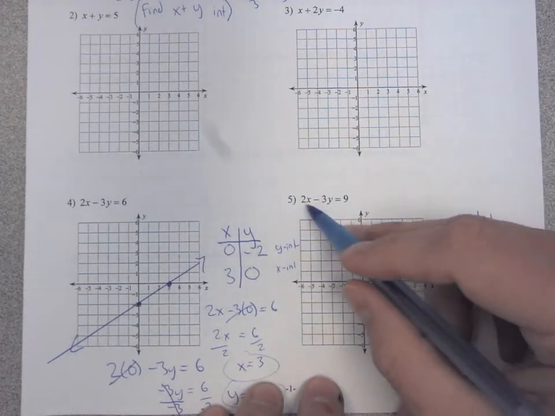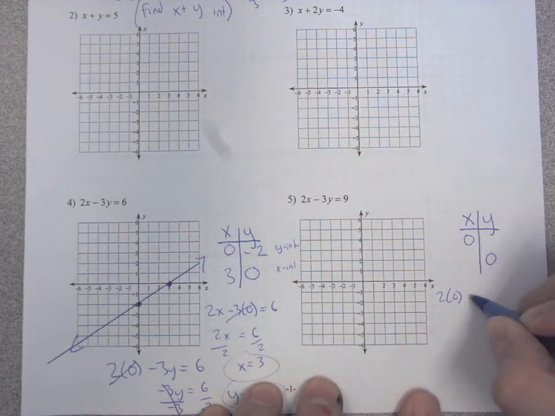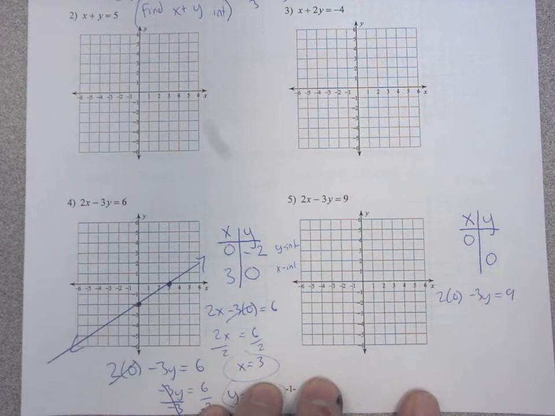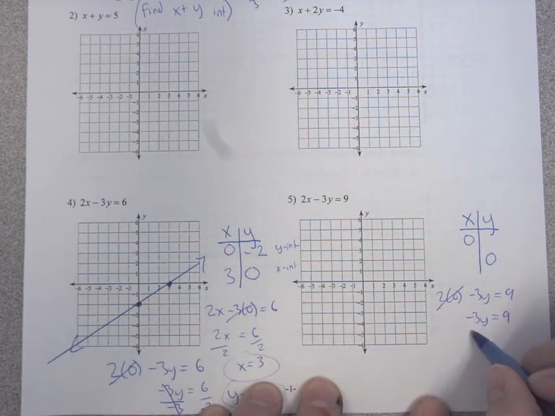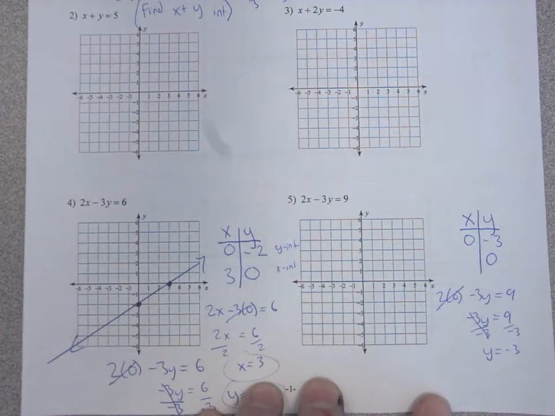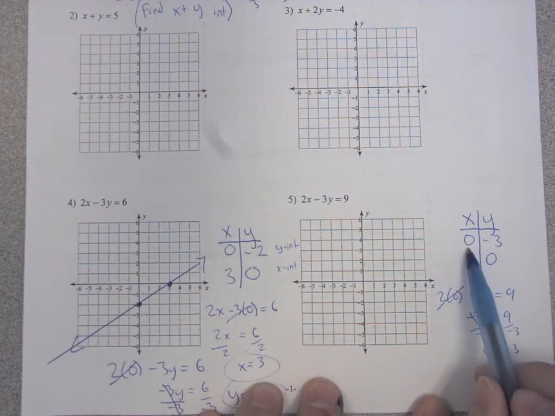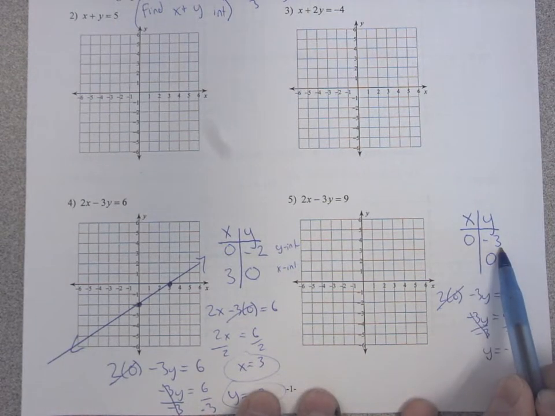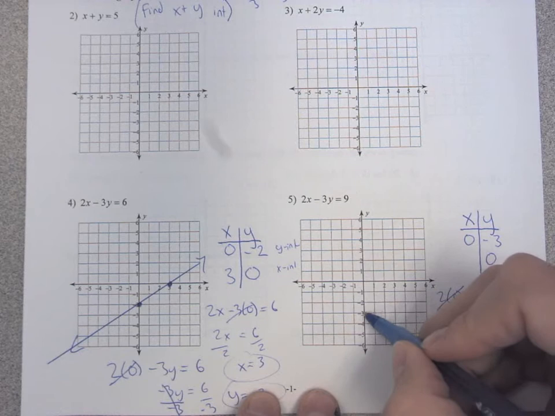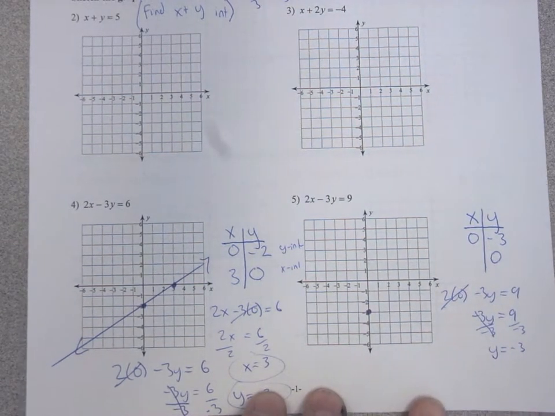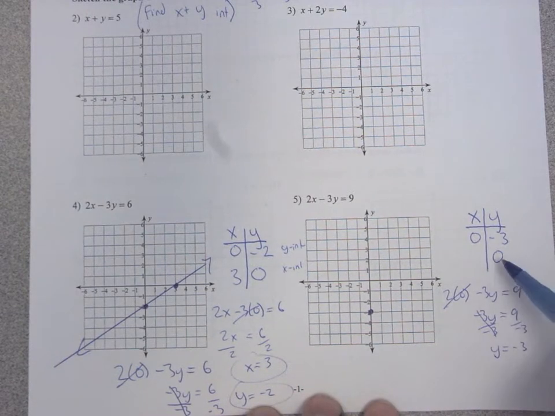So for the first one, x is equal to 0. That will give me 2 times 0 minus 3 times y equals 9. Okay, 2 times 0 is 0. So negative 3y is equal to 9. Okay, I want to get y by itself, so divide both sides by negative 3, and I get y equals negative 3. Okay, so one of my points is (0, -3). Right? (0, -3) would be 0 to the left or right, and then 3 down. So that's my y-intercept.